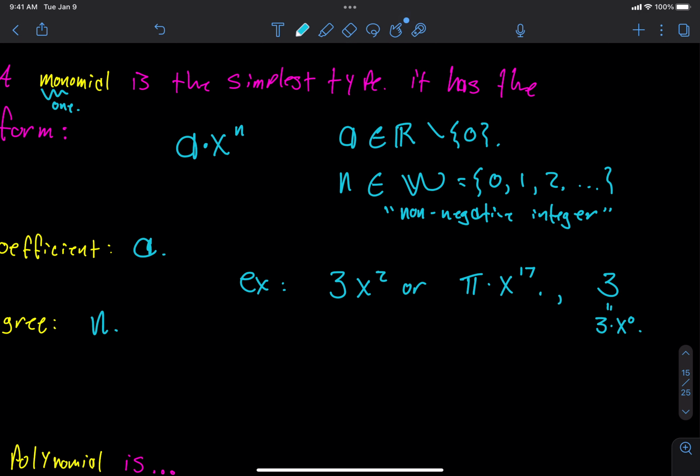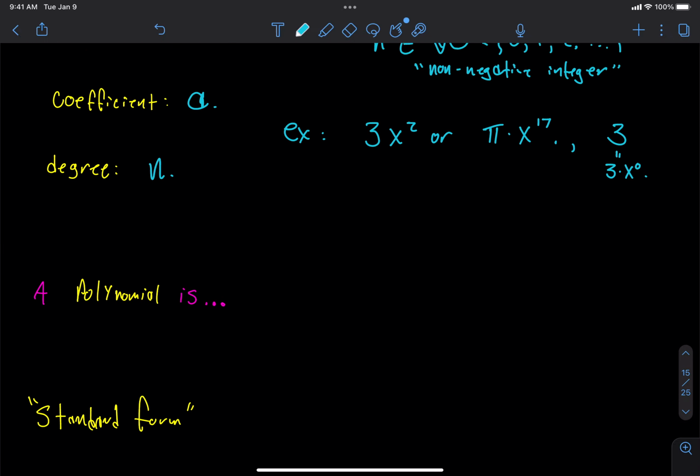We said that the power could be 0. It's just that x to the 0, no matter what x is, is always going to be 1, so we just don't write it, because 3 times 1 is 3. Okay, so those are monomials.